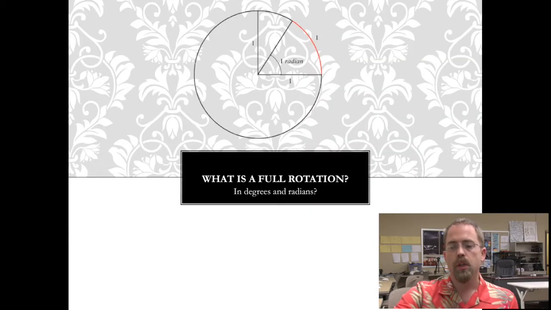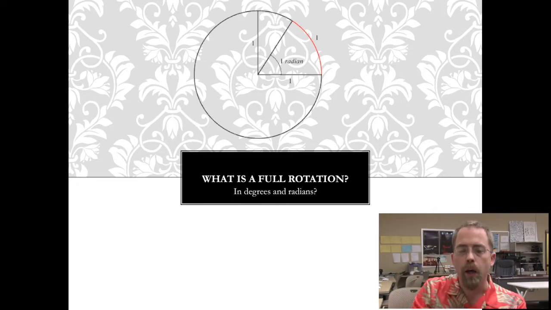Super useful. So the full rotation now, think back to that animation that just went by. How many radiuses does it take for you to go all the way around a circle?